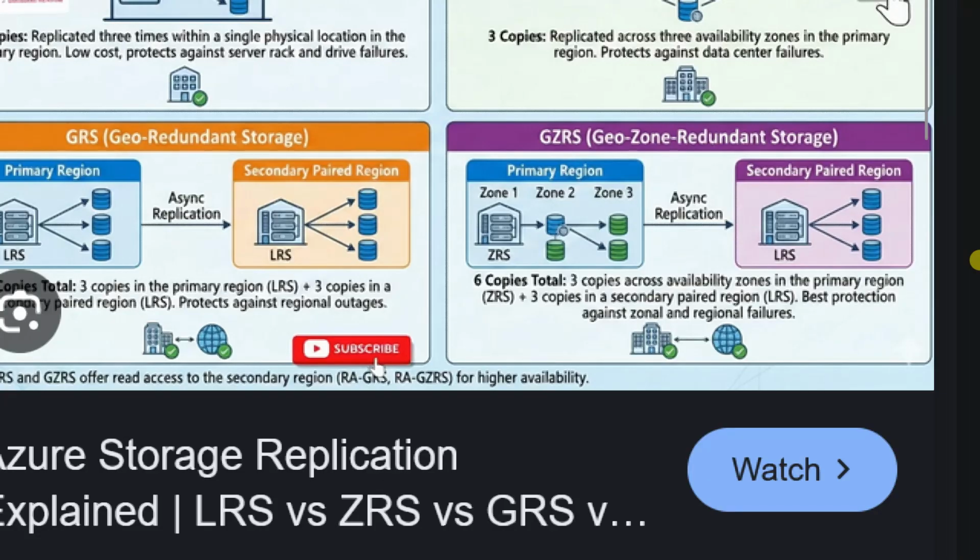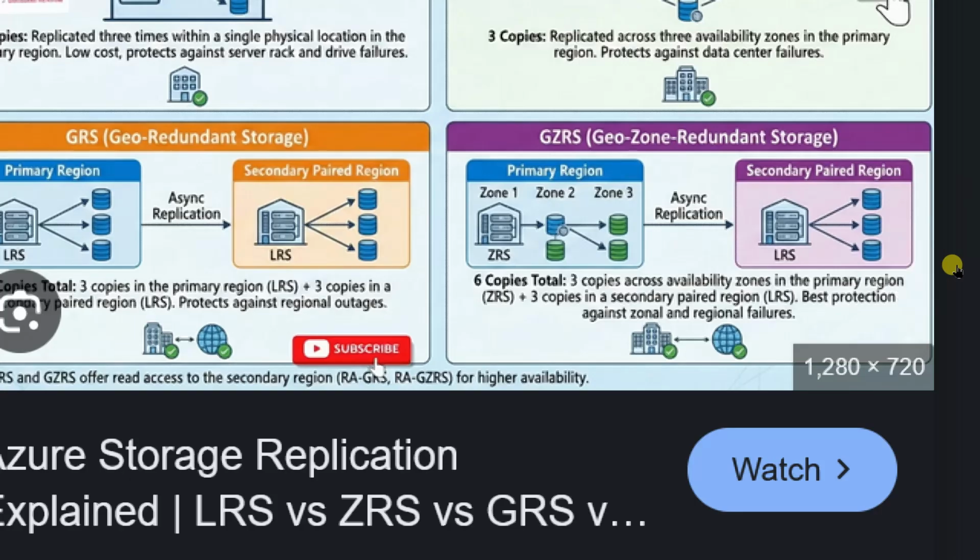So what is GZRS? It will keep three copies across three availability zones: zone 1, zone 2, zone 3. Six copies will be there. It will replicate across three availability zones in the first region, whereas in the second region, it will keep the three copies in a single availability zone.